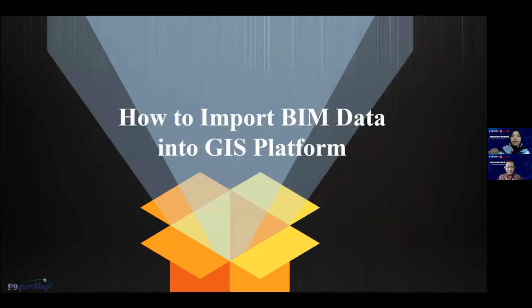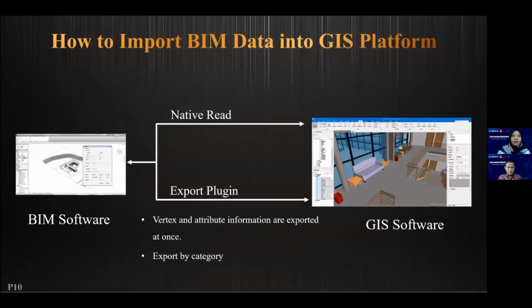All right, but now it brings up the question of how to import BIM data into a GIS platform. Basically, there are two ways of importing BIM data into a GIS platform: using an exporting plugin and natively reading the BIM data. GIS software uses export plugins and conversion tools to achieve a close connection of BIM and GIS data APIs, laying the foundation for BIM and GIS integration applications. And these are some illustrations of how to import BIM data into a GIS platform.